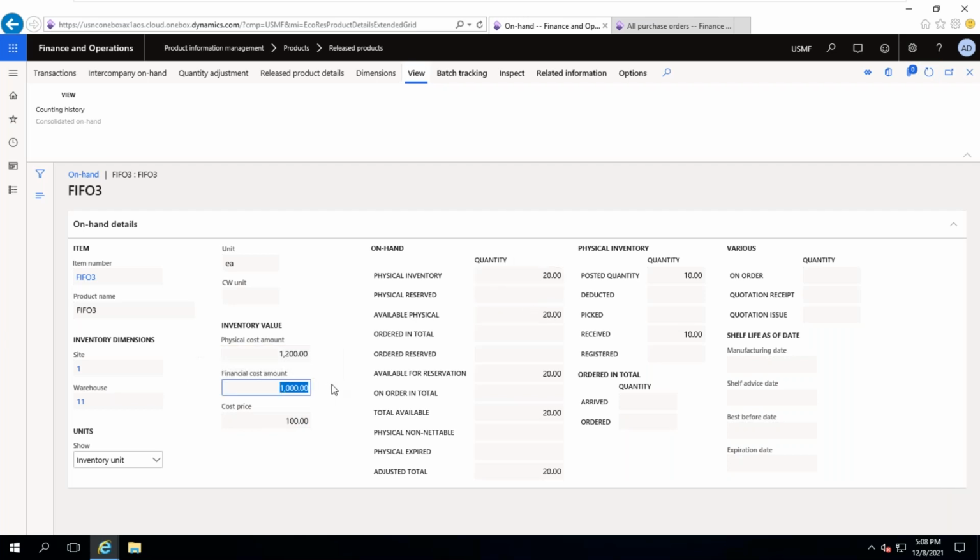So financial cost amount and cost price. At this time, if you are selling, like a sales order, then the cost price will be deducted, 110. Okay, let me finish this one.